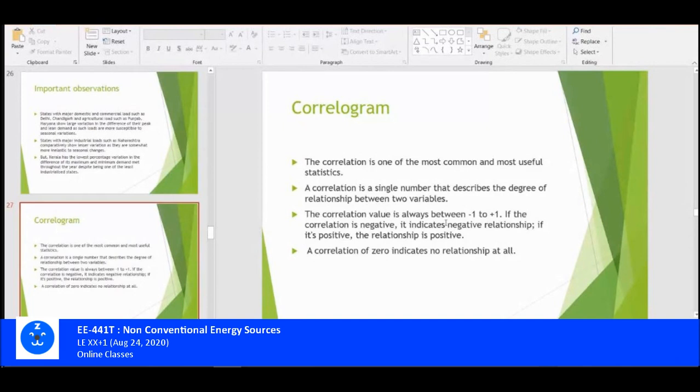Now the correlation. The correlation is one of the most common and most useful statistics. It is a single number that describes the degree of relationship between two variables. The correlation value is always between -1 and +1. If the correlation is negative, it indicates a negative relationship. If it's positive, the relationship is positive. If its value is 0, then obviously there is no relationship between the two variables.